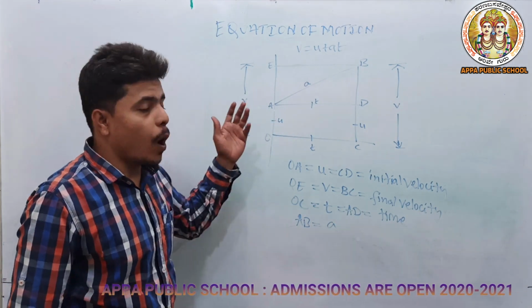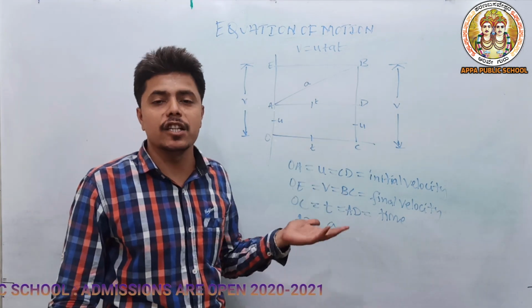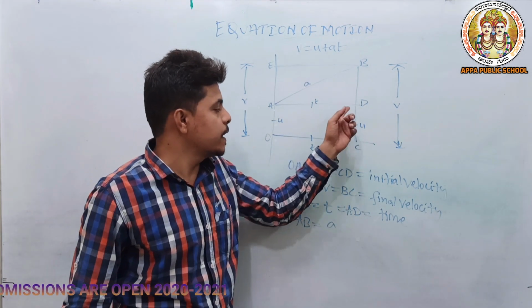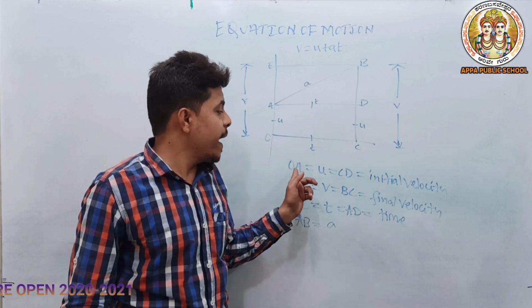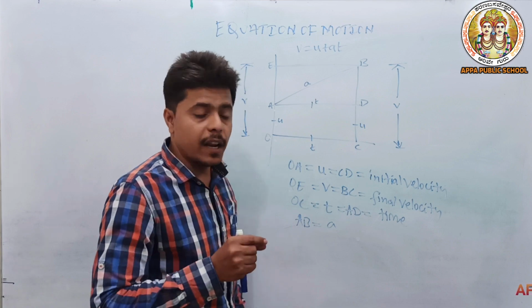So what are the given things we came to know now? OA = u, that is initial velocity, which is opposite to CD, that is also u. So OA and CD are initial velocity. OE and BC are final velocity.